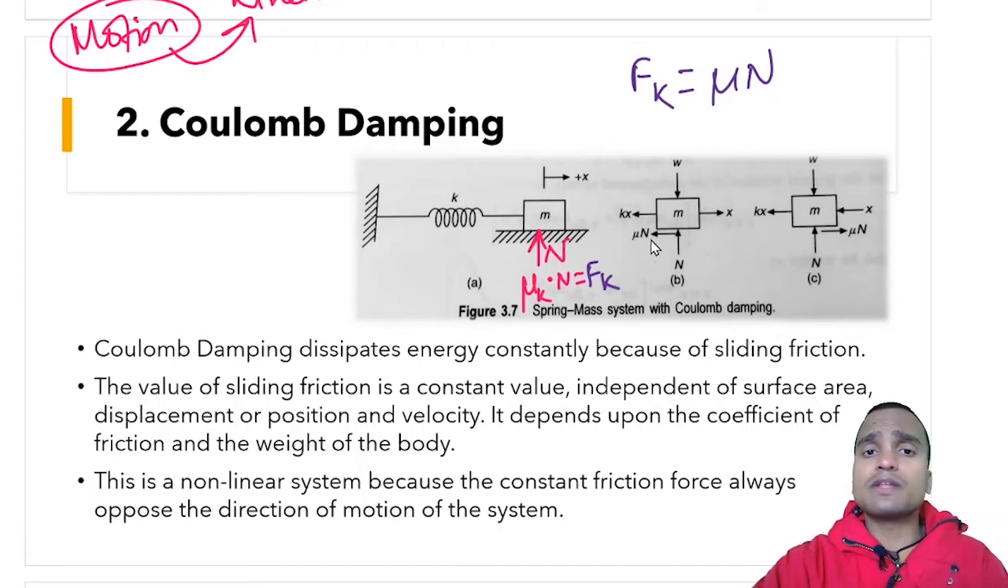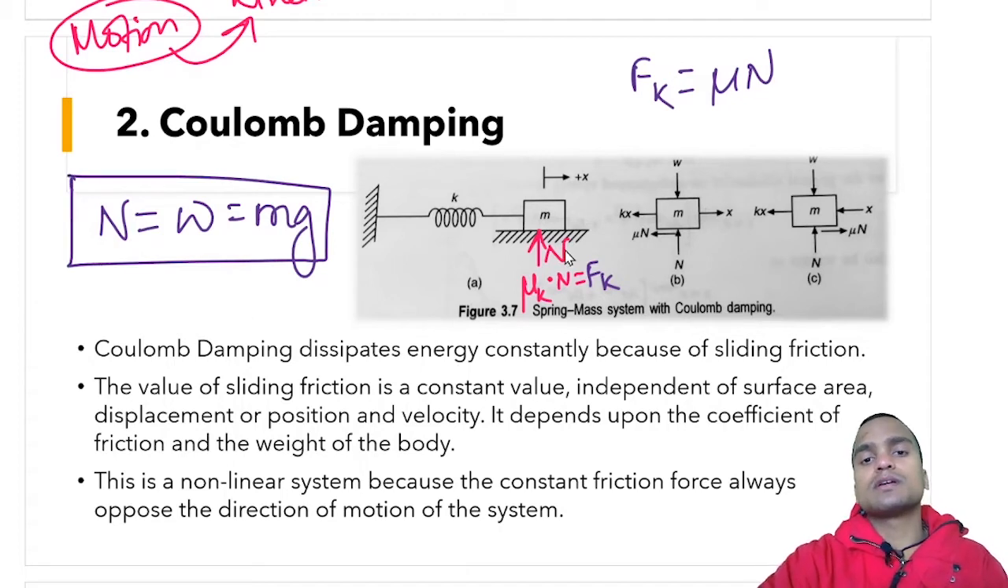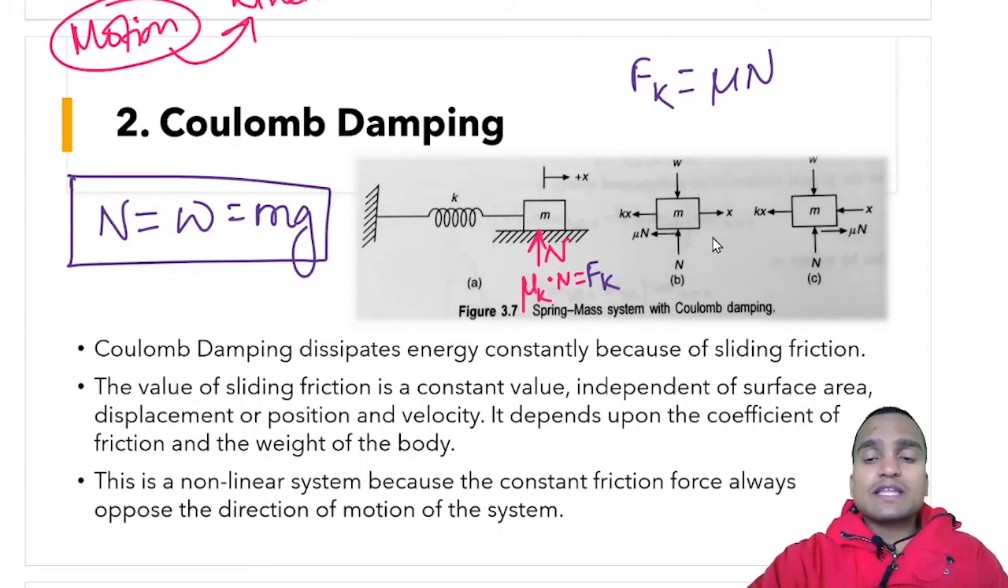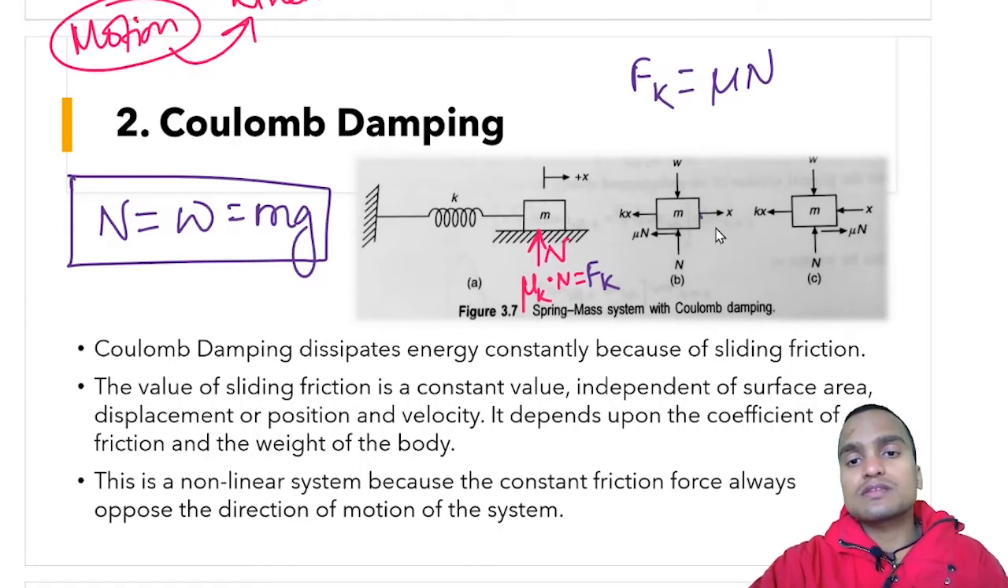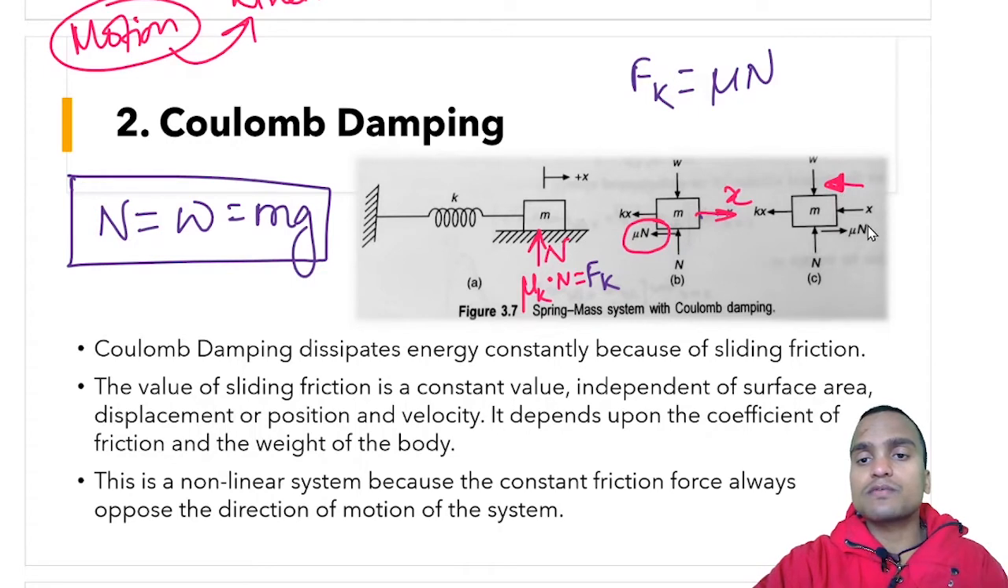So normal force is very easy to calculate. Normal force is generally equal to the weight of the body, and we can write weight as mg also. This is simple in a case in which the block is kept simply on the ground. So you can see when the mass block is moving in the positive x direction, then this friction force is opposing it by being applied in the negative x direction, and when the mass is returning in the negative x direction, then this frictional force is applied in the positive x direction.